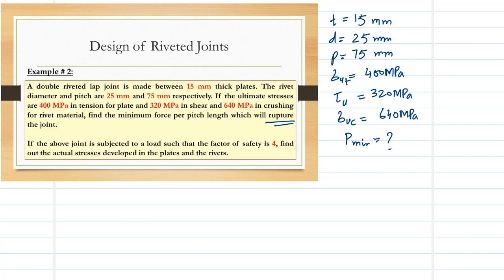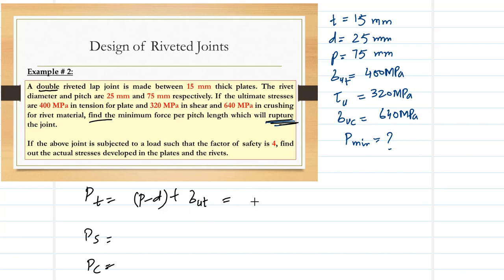For this particular case, again we have to find PT, PS and PC. Same is the case. The only difference is now we have a double riveted lap joint. So PT is (P minus D) times T into sigma. Now it's not allowable, you have to remember sigma UT. Why do we have to multiply it with UT? I'm again repeating, it's because in the problem it is written, find the minimum force per pitch length which will rupture the joint. This word is very important. So instead of using the allowable stress, you have to multiply with the ultimate stress.